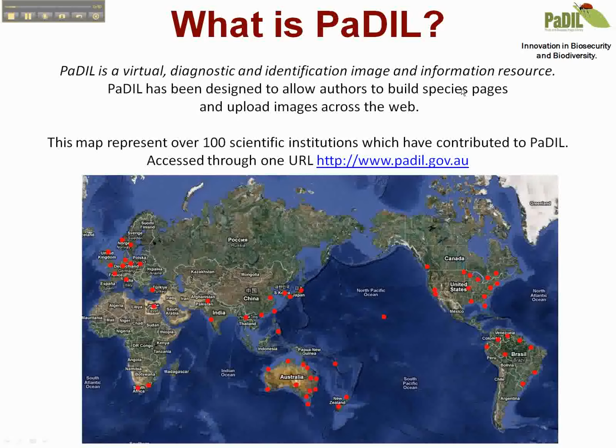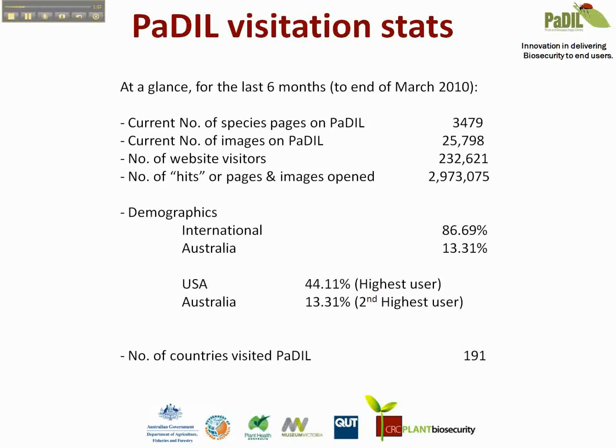What is PaDIL? PaDIL is a virtual diagnostic and identification image and information resource, and PaDIL has been designed to allow authors to build species pages and upload images across the web, and then users obviously use it through the web. You can see on the map there that I've represented dots around the world where over 100 scientific institutions have directly contributed to PaDIL. And all this access by the authors, by the administrators and by the users is through that one URL, padil.gov.au.